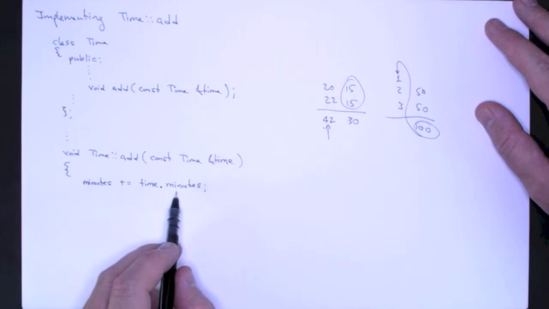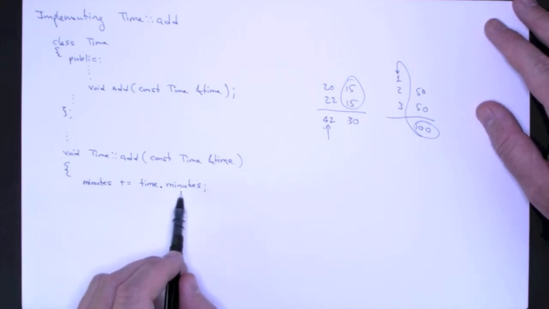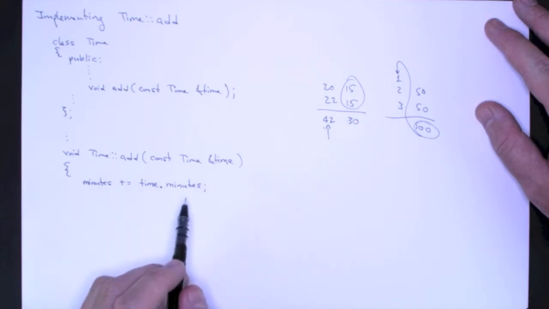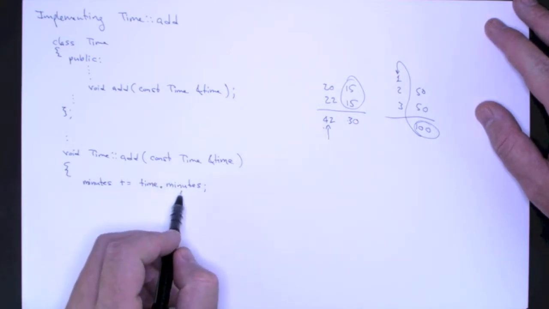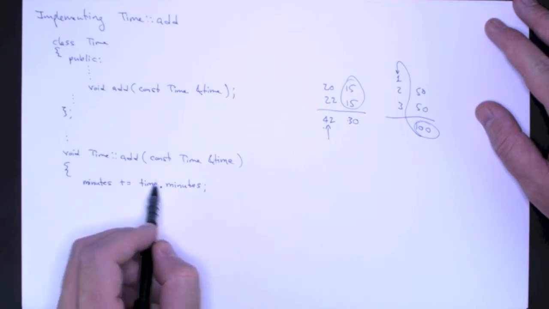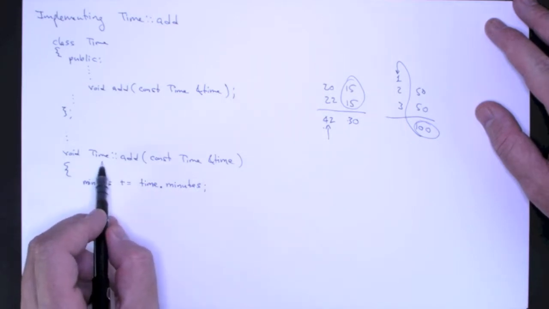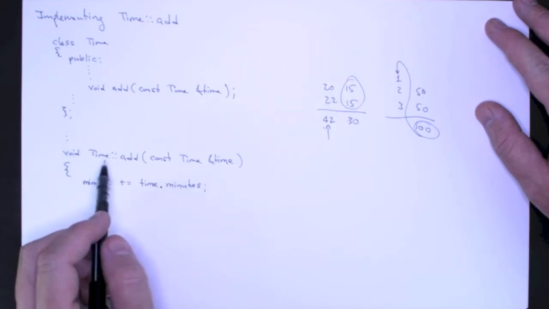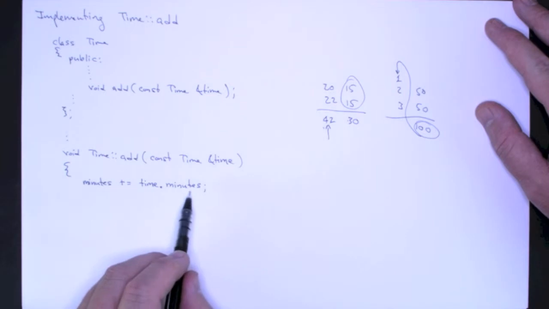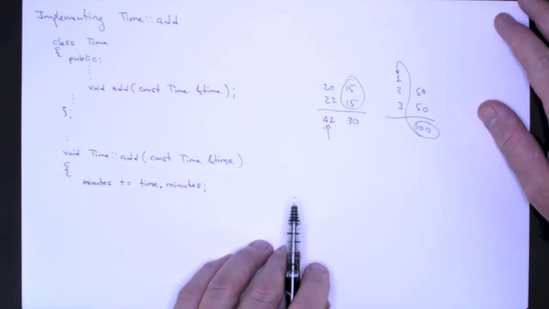Now, you're probably wondering, why isn't he using get minutes here? I could have used the get minutes method, but you can refer to this object's private data member directly because this is a method of the same class. If it were a method of a different class, then I would have to use the public interface, but in this case, I can actually directly refer to the private data member.